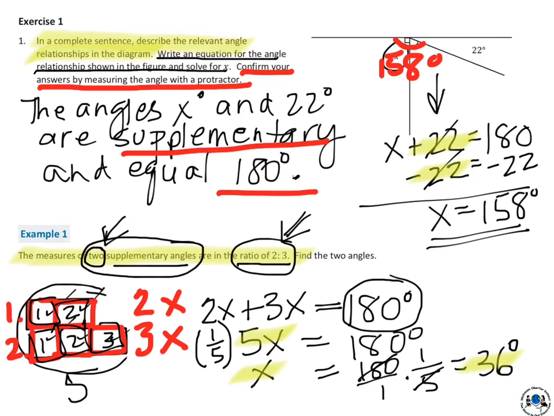But my assignment here was to find the 2 angles. So I'm finding the measurement of the 2 angles. So angle number 1 we called 2x.